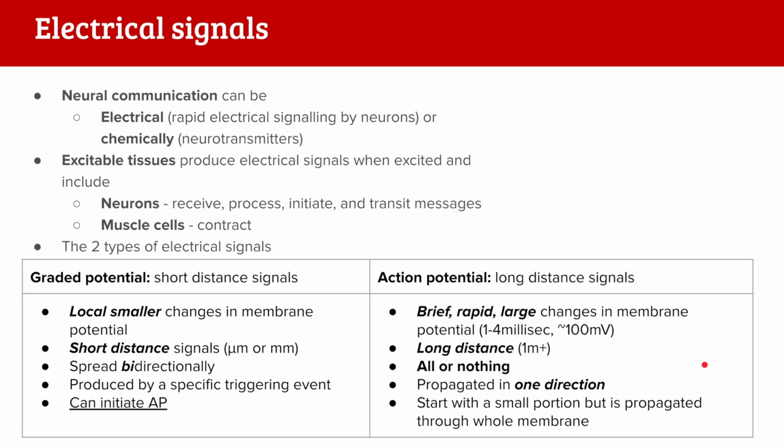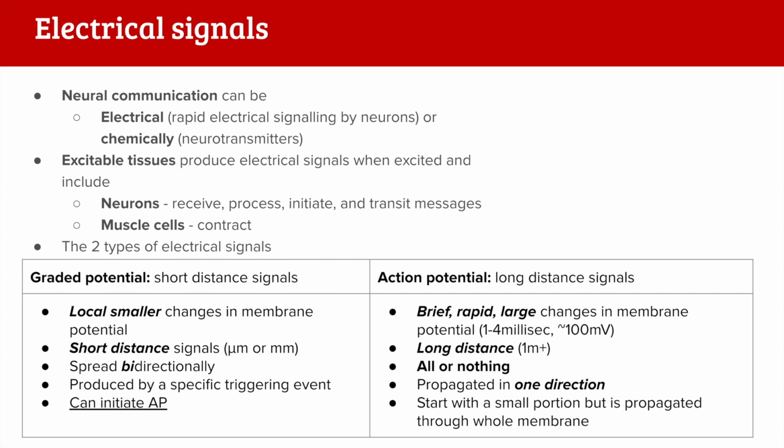Okay, and now we're going to look at electrical signals. Neurocommunication can be done electrically or chemically. There are two kinds of excitable tissues in the body. One is obviously neurons, which receive, process, initiate, and transmit messages, and the other type is muscle cells, which contract when they're excited. And there are two types of electrical signals: graded potentials and action potentials. Graded potentials are short distance signals.